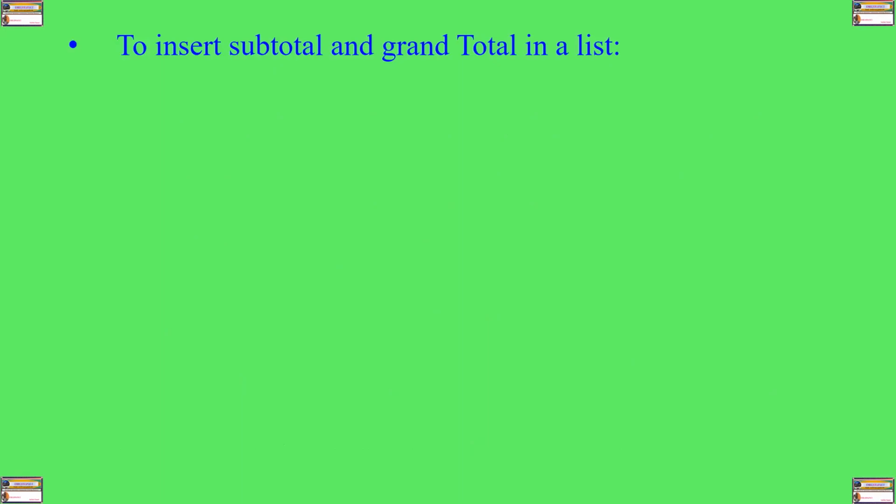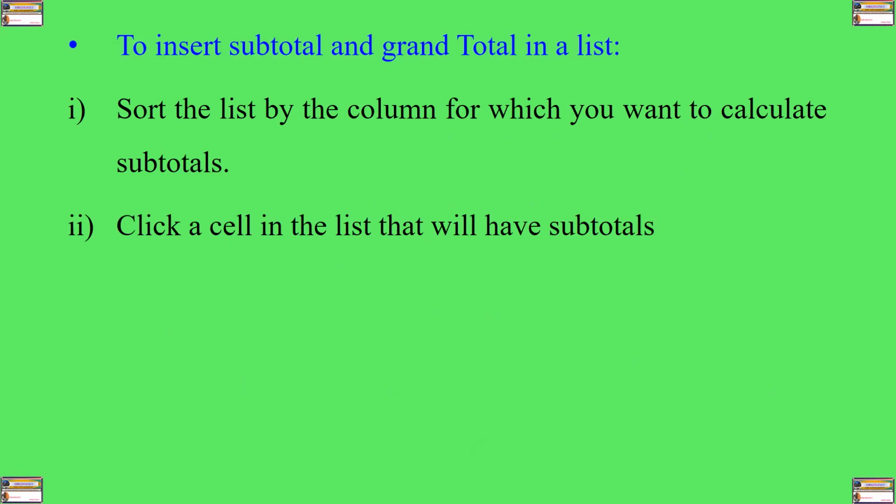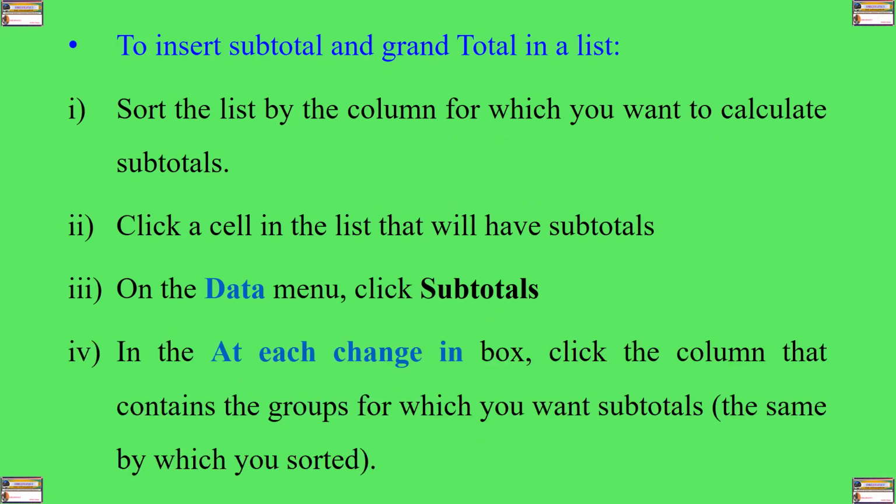To insert subtotal and GrandTotal in a list, number one, you sort the list by the column for which you want to calculate subtotals. Number two, you click a cell in the list that will have subtotals. Number three, on the data menu, you click subtotals. Number four, in the at each change in box, you click the column that contains the groups for which you want subtotals, or the same by which you sorted.